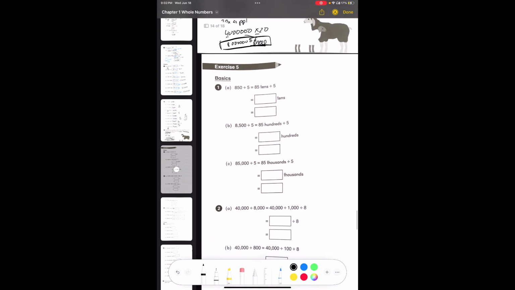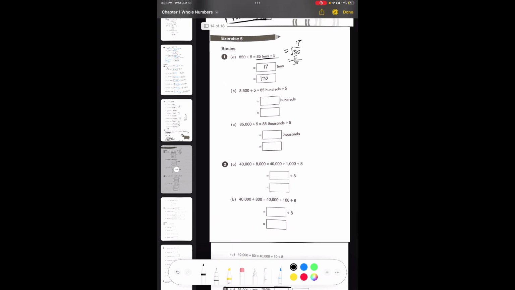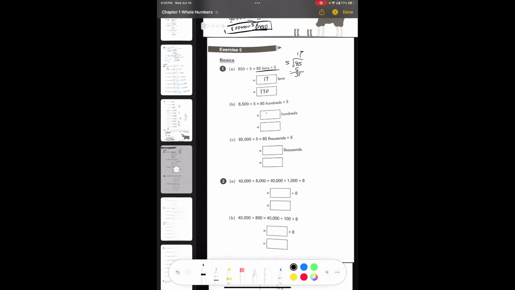These are basically dividing again. So 85 tenths divided by 5. So there's 85 divided by 5. 5 goes into 8 once, 3 left, 35, 7, so 17 tenths. Or 170. Alright, so I'm going to do this really quickly.